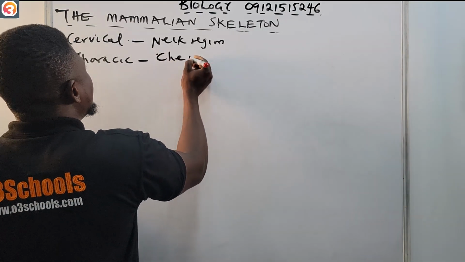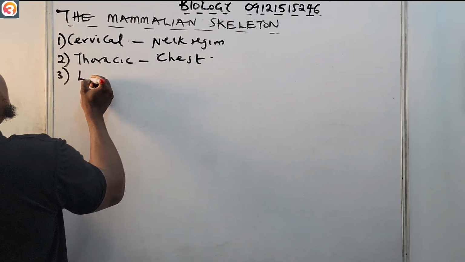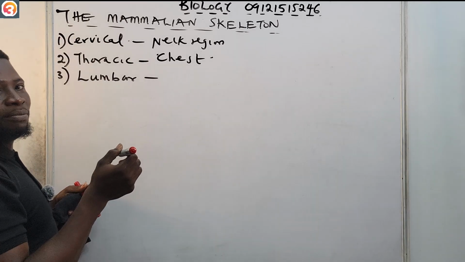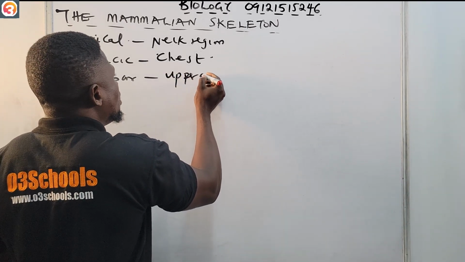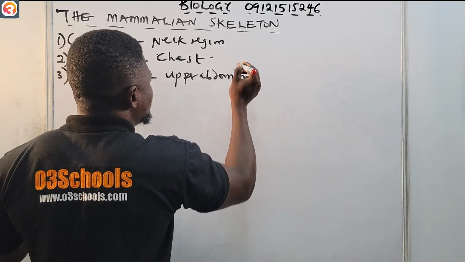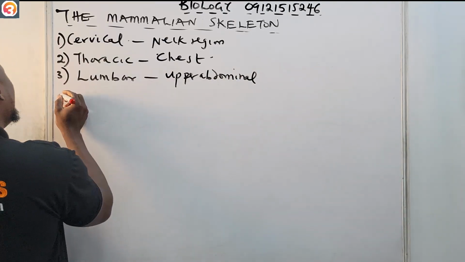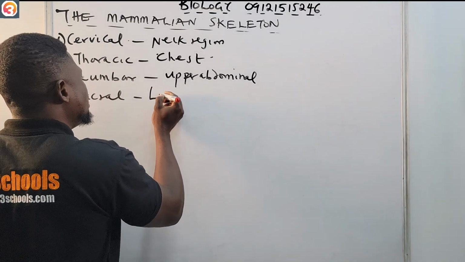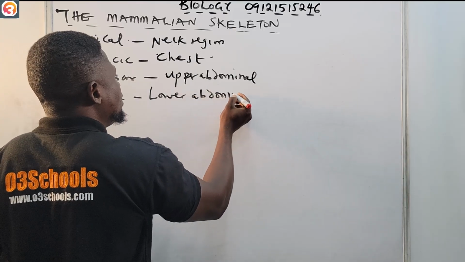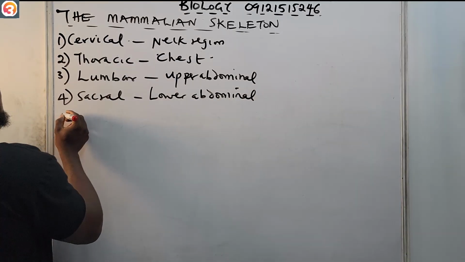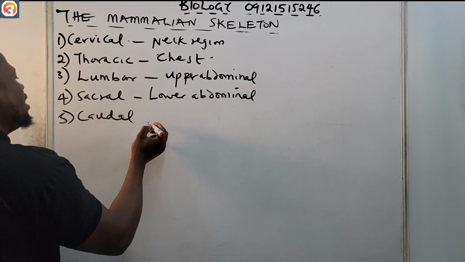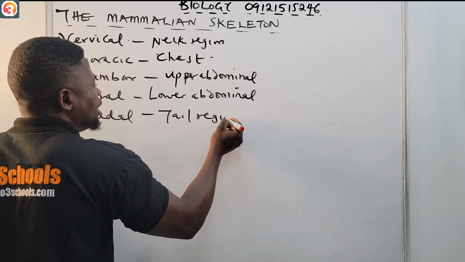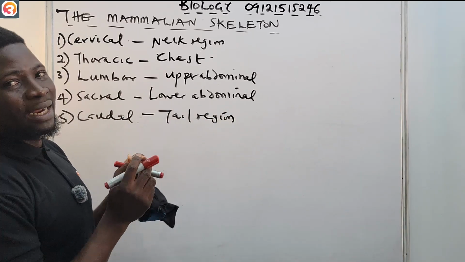In the chest region. Then we have the lumbar vertebra, which is found in the upper abdominal region. Then also we have the sacral vertebrae. This one is found in the lower abdominal region. Then we also have the caudal vertebrae. This caudal vertebrae is found in the tail region. So these are the 5 types of vertebrae that are found in mammals.